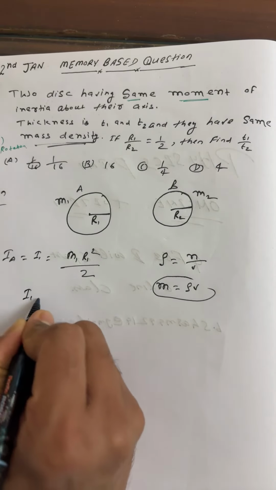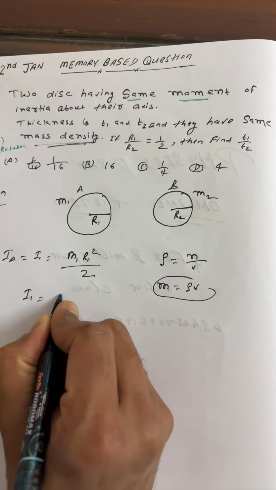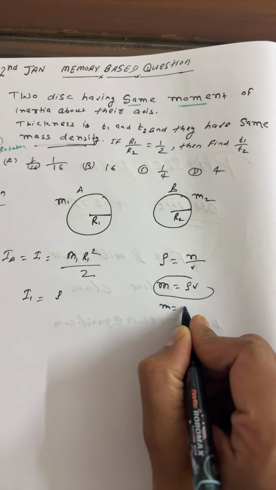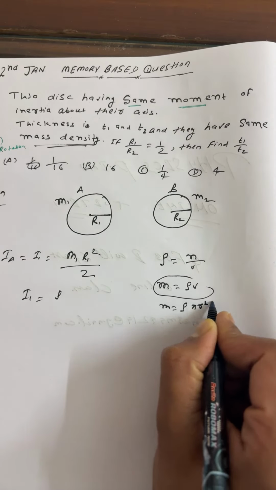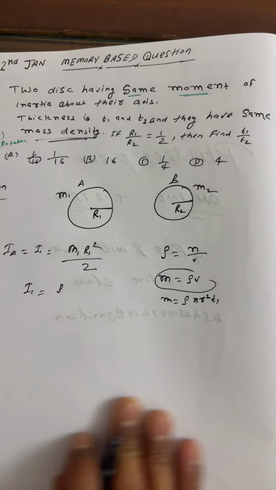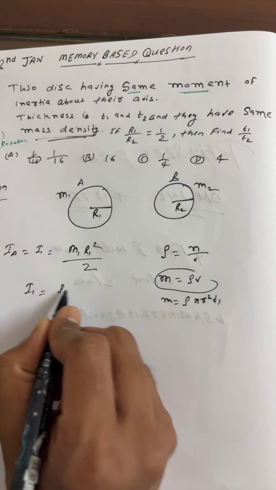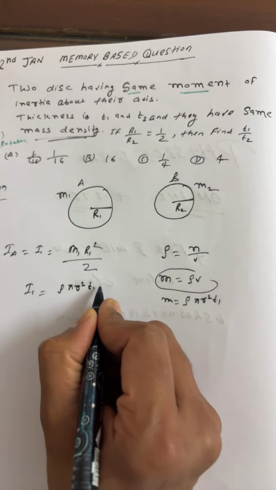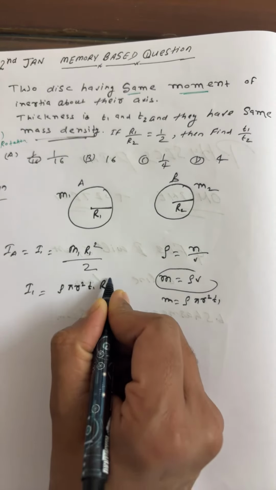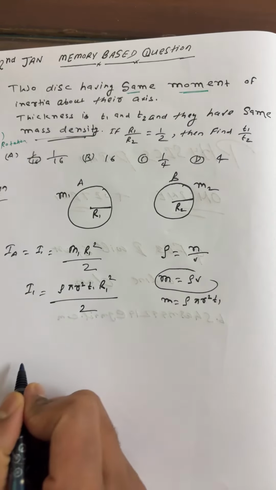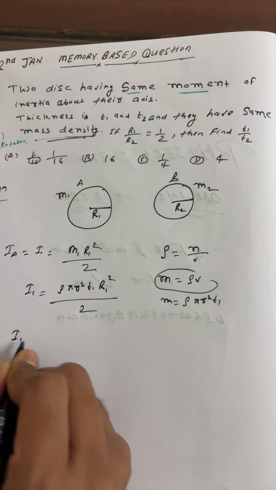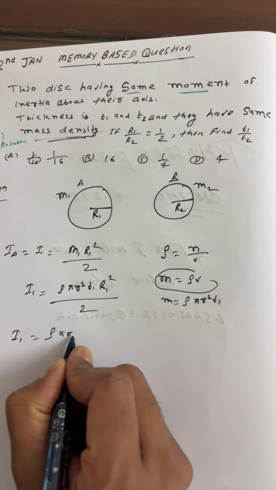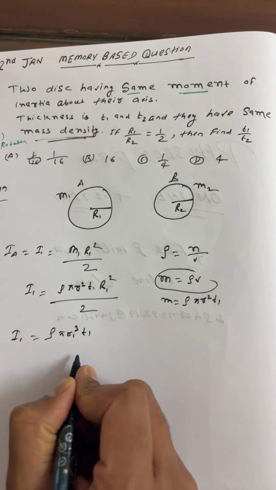So first I'll write I1. What is M1? This is rho into volume. Volume is area into length, so this is rho pi r square into T1. This rho remains. Here you can write pi r square into T1 into R1 square by 2. Then I1 you will get as rho pi by 2, R1 to the power 4 (R and R both are dimensions), into T1.